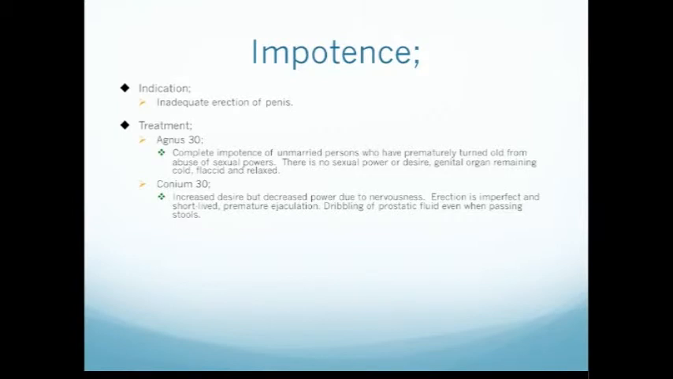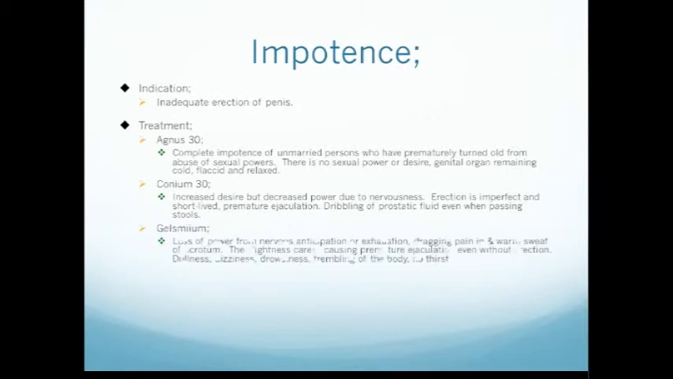Conium 30 is good for an increased desire but decreased power due to nervousness. The erection is imperfect and short-lived with premature ejaculation. Dribbling of prostatic fluid may occur even when passing stools.